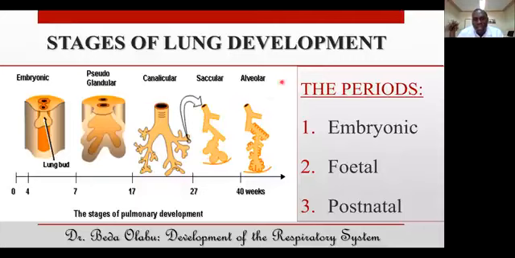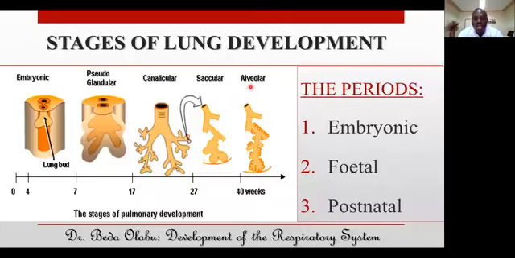And then finally, we have the alveolar stage of development. The alveolar stage of development begins at around 34 weeks of gestation. So this is not accurate here. It begins at around 34 weeks of gestation, but it continues even beyond the time of birth. This alveolar stage of development continues beyond the fetal period up to the postnatal period, up to 7 years of life. During the alveolar stage of development, we have formation of the alveoli.